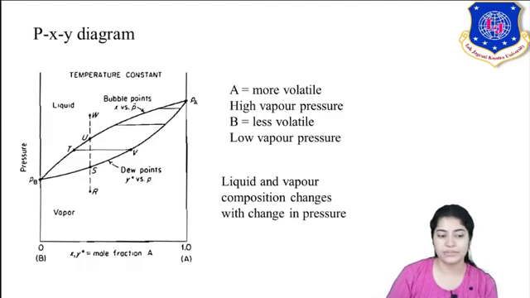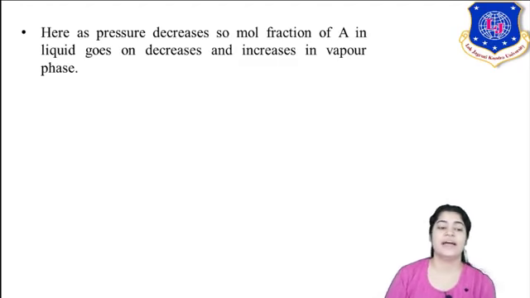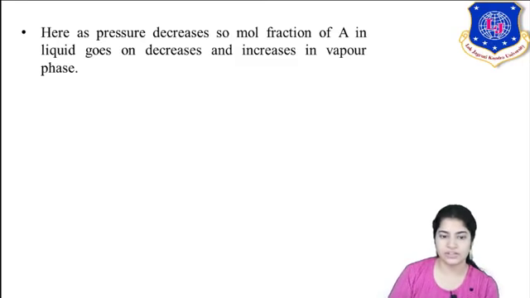Now that top line is your bubble point line. Similarly, the bottom line is now the dew point line. Same as the TXY diagram, your representation of X and Y is also done. At the left hand side you can say that is the representation of pure A, whereas at the right hand side it is the representation of your pure B component. Now here as pressure decreases, the mole fraction of A in liquid goes on decreasing and increases in vapor phase. A again is my more volatile component, which will vaporize first.